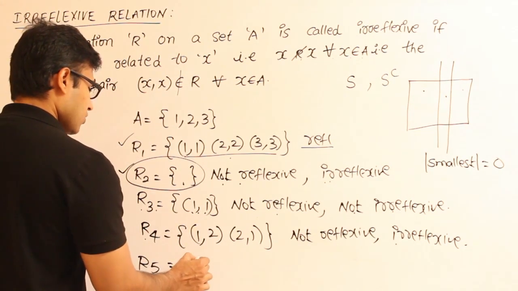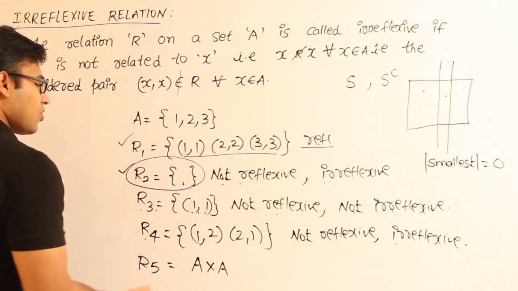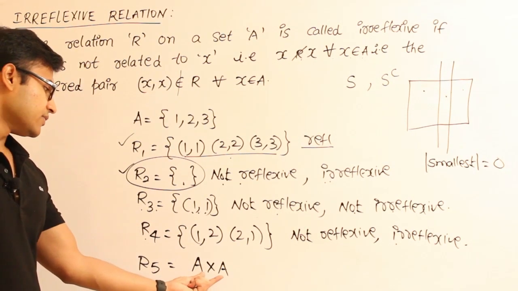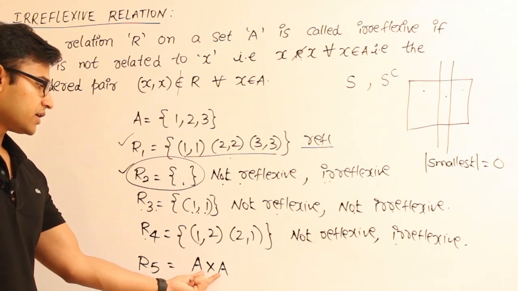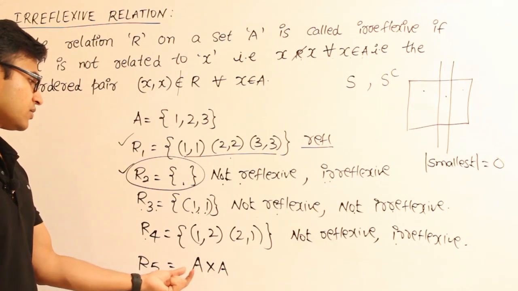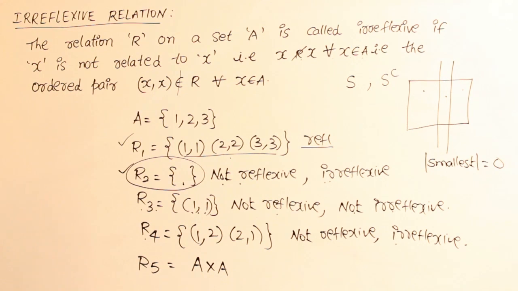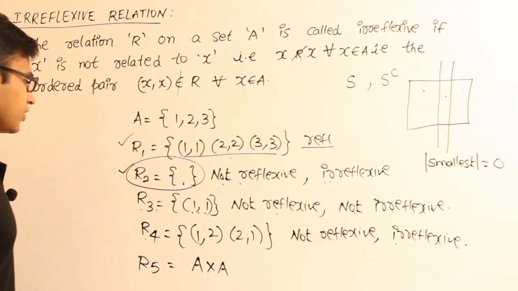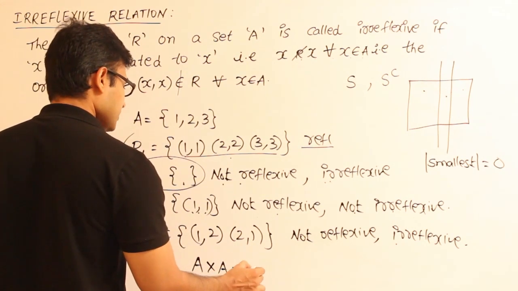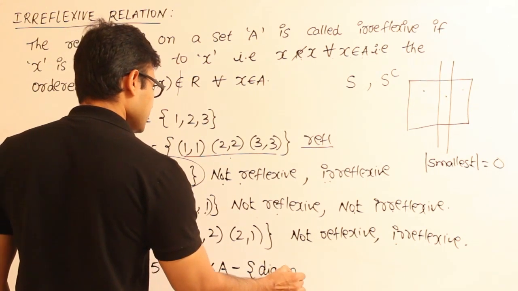Okay, so R5 equal to A cross A. It is containing all the elements, all the ordered pairs possible, but the problem is this particular relation is not irreflexive. The reason is, if you write A cross A, then all the diagonal elements are also going to be present in R5, and so we cannot say that it is an irreflexive relation. So from this you have to remove all the diagonal elements. What are all the diagonal elements? Right, the set of all, let us say, diagonal elements.